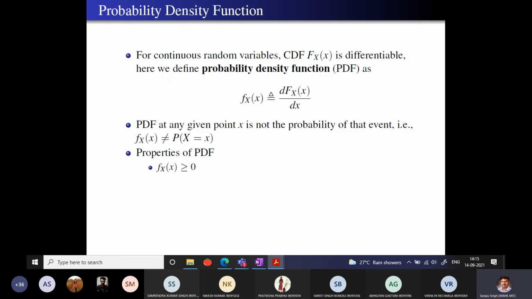So the properties of PDF: the probability density function is always greater than or equal to 0, and the integral over f(x) equals 1 if it is a continuous random variable. If it is discrete, then the summation equals 1. And we know that if you integrate the PDF from a particular point up to A, then you get the probability up to A.